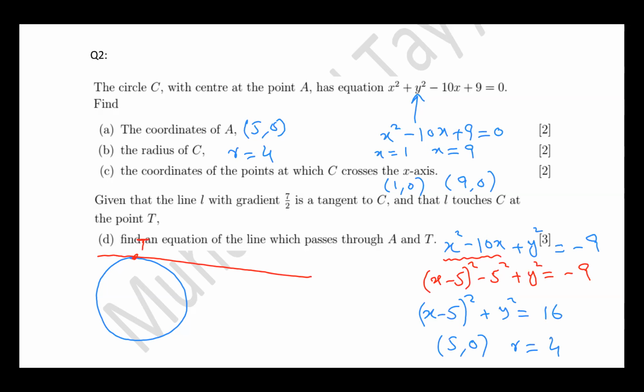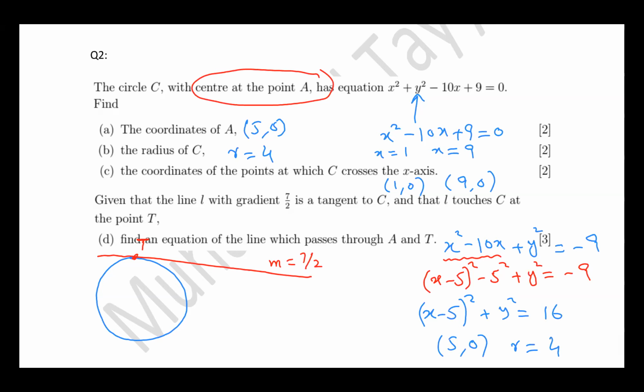And further it says, given that the line L with the gradient 7 by 2 is tangent to C, and that L touches C at the point T. The gradient of this is given as 7 by 2. Find an equation of the line which passes through A and T. Where is A? See the question, A is the center of the circle.